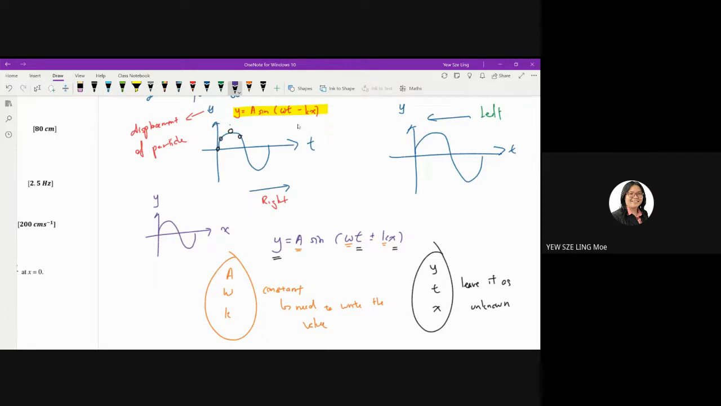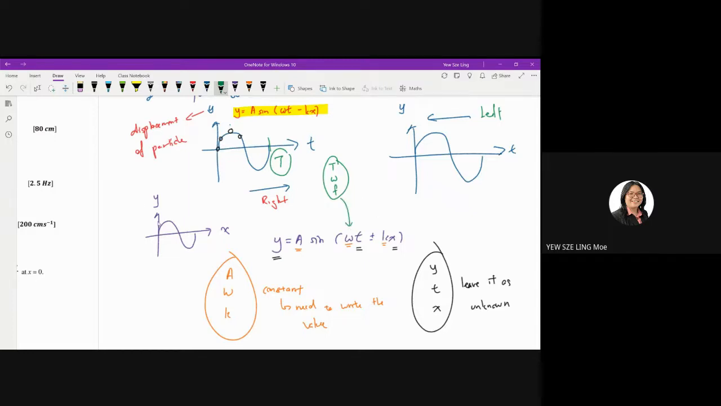So the information that we can obtain from a y against t graph is the period, the time taken to complete one oscillation. Why is it important to have the period? Because if you remember, period, omega, and frequency are one big family. So if you have a y against t graph, you'll be able to determine omega.